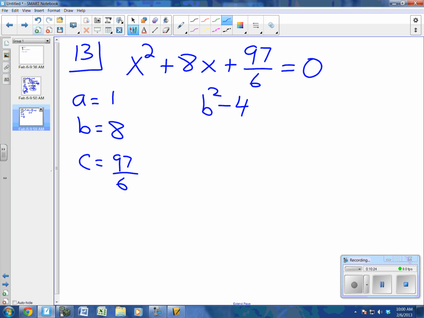B squared minus 4AC. Okay. What are we going to put in for B? Gabe, what are we going to put in for B here? 8 times 4 times A, which is 1, which I'm not going to put, times C, which is 97 over 6. What'd you say? Negative 0.6666.